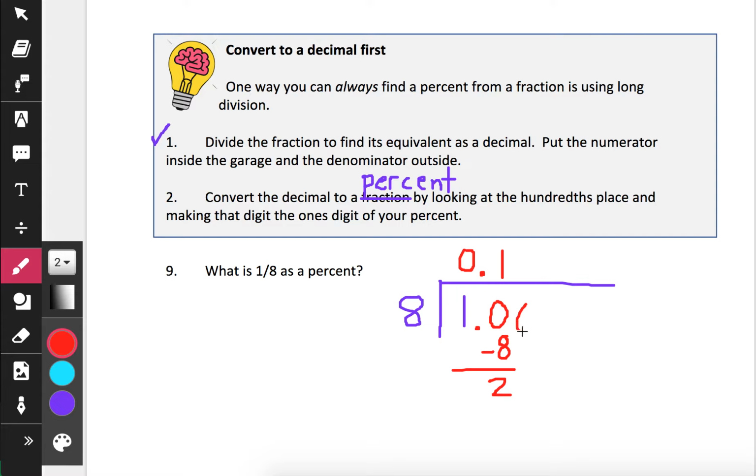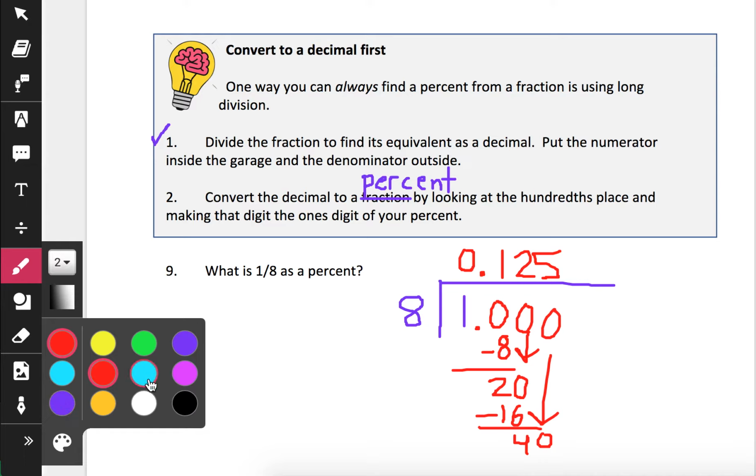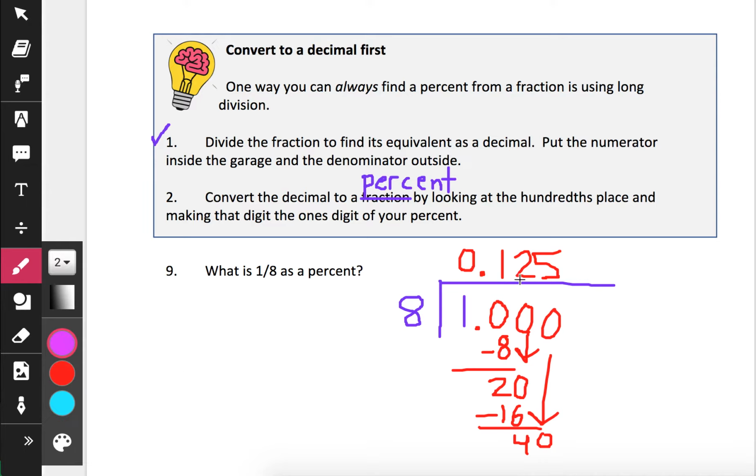As long as you have a remainder, keep adding zeros. 8 goes into 20 twice. Bring down one more 0. And 8 goes into 40 exactly 5 times. So as a decimal, 1/8 is 125 thousandths. And as a percent, remember percent means out of 100. So we're going to look at the hundredths place. That's a 2, and that's going to be the ones place of our percent. So 12.5%.